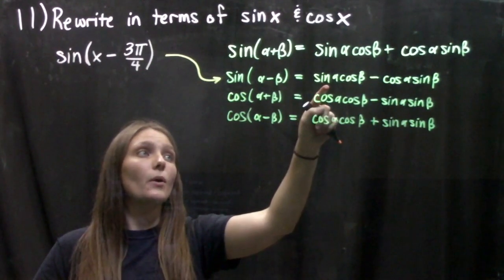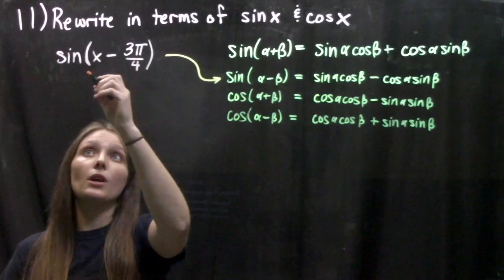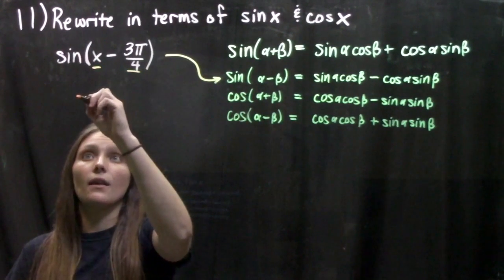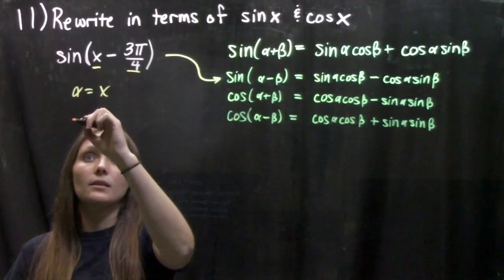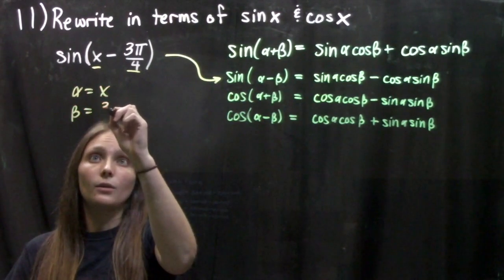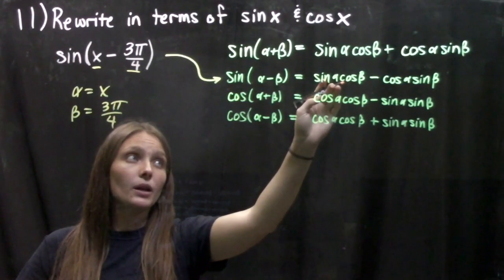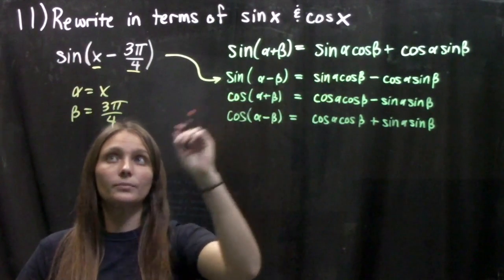So what we're going to do is go ahead and plug in all of our numbers. So if we have sine of x minus 3 pi over 4, we're going to say that our alpha equals x and our beta equals 3 pi over 4. Then all we need to do is go ahead and plug our numbers into our equation here.